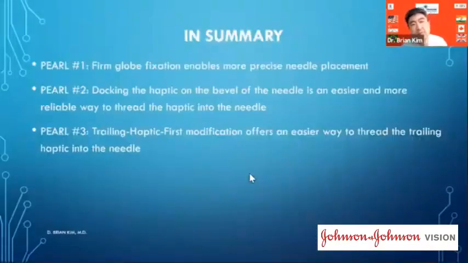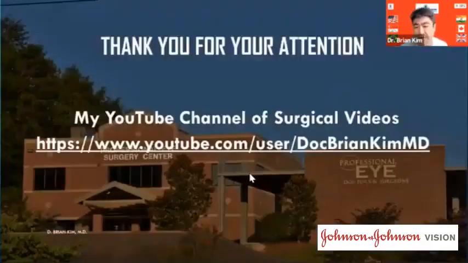So in summary, pearl number 1, firm globe fixation enables a more precise needle placement. Number 2, docking the haptic on the bevel of the needle is an easier and more reliable way to thread the haptic into the needle. And number 3, trailing haptic first modification offers an easier way to thread the trailing haptic into the needle. Thank you for your attention.